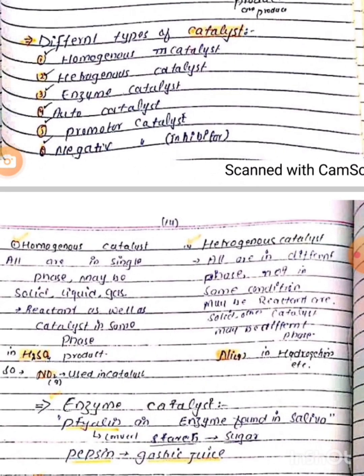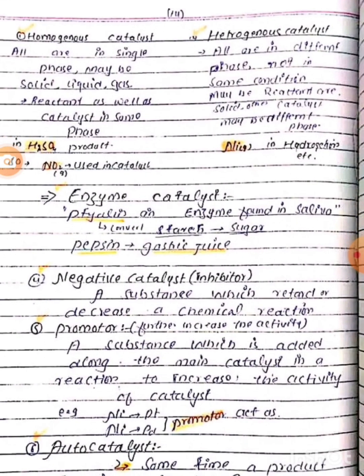Now the catalysts generally are of two types, homogeneous catalysts as well as heterogeneous catalysts.